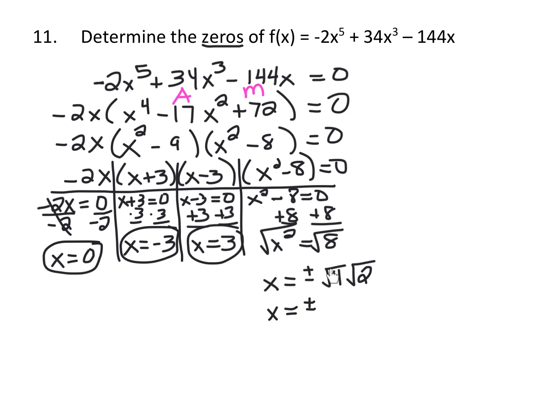Now, since the square root of 4 is 2, we're going to replace this radical 4 with a 2. And we're just going to take this radical 2 and bring it down because there's nothing else we could do with it. So here, we'd wind up with x equals plus and minus 2 radical 2. So we have 5 answers: 0, negative and positive 3, negative and positive 2 radical 2. So we did wind up with 5 answers.